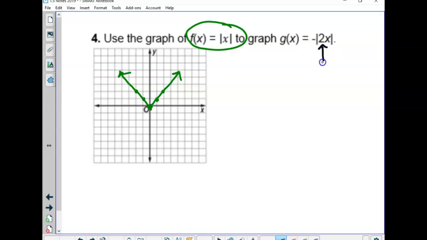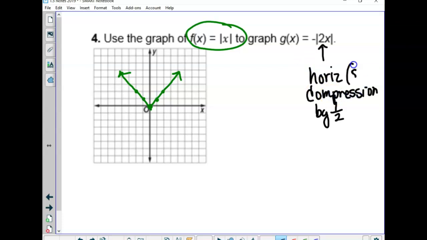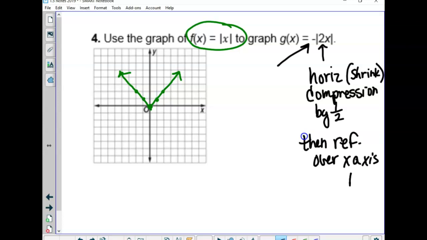What does the 2 do first, though? Inside. So it is a horizontal compression. You could say by 2. I would say by 1/2. I'm not going to grade on that as long as you use the word horizontal compression or shrink. Okay, what about this symbol out here? What does that do? Okay. Then reflected over x-axis, which is up and down.